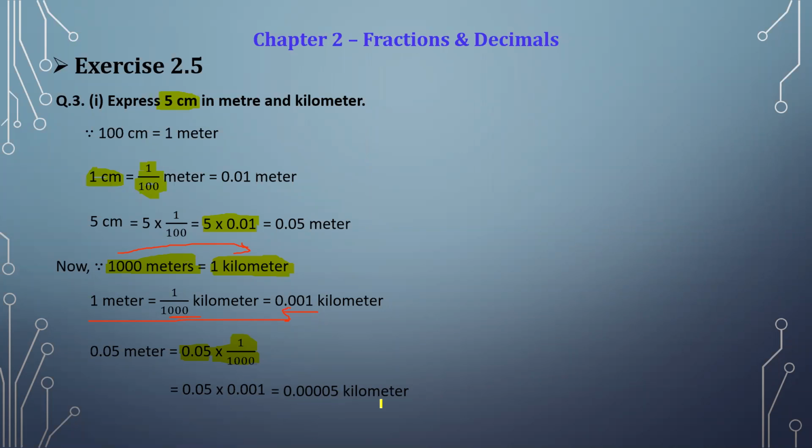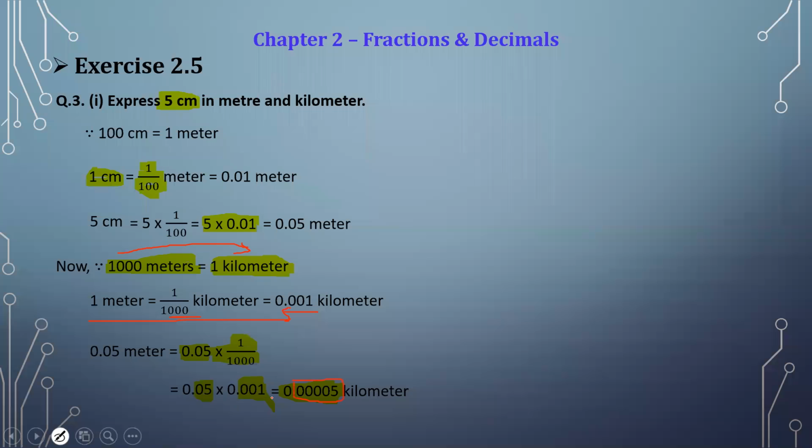And now after multiplying, we are going to get the final answer like this: 0.00005 kilometer. Now how have we multiplied this? Just see, you have to count how many digits are present after the decimal point in both the numbers. In the first number, after the decimal point, 2 digits are there. Then in the second number, after the decimal point, 3 digits are there. So 2 plus 3, 5. So therefore, in the final answer, after the decimal point, a total of 5 digits are there. You can see here 1, 2, 3, 4, 5. So in this way, you can perform the multiplication.